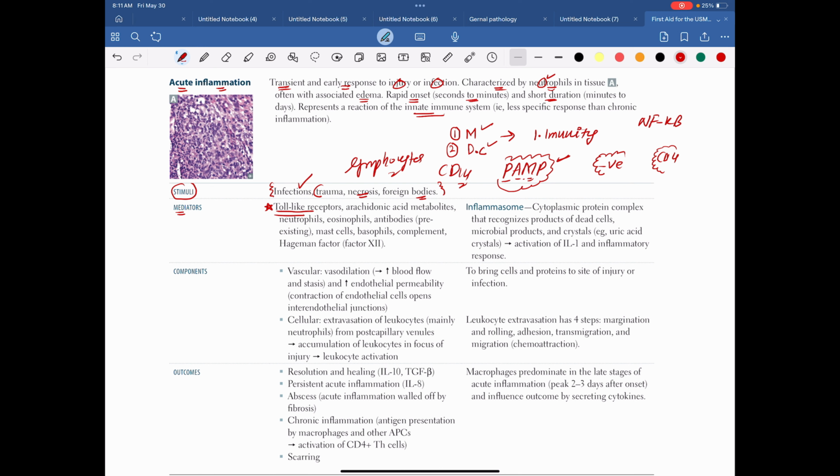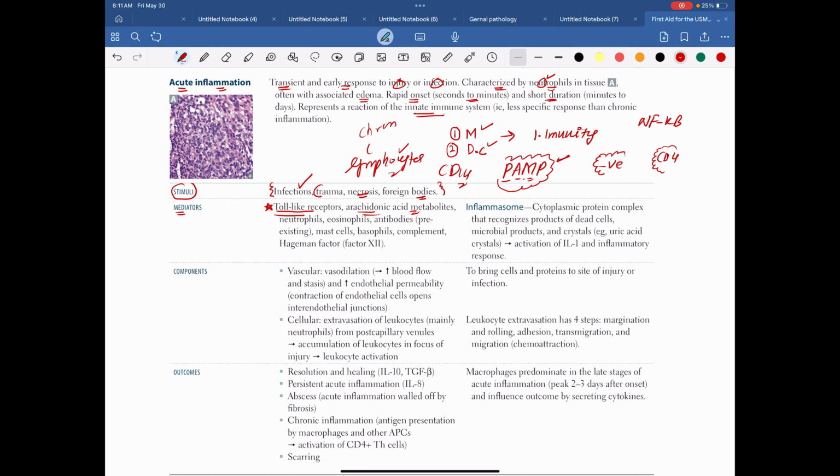So it means these toll-like receptors play an important role in mediating chronic inflammation also, because lymphocytes are very important in chronic inflammation and neutrophils are important in acute inflammation. So toll-like receptors play an important role in mediating both acute and chronic inflammation. So that's all about the toll-like receptor. Then after that we have the arachidonic acid metabolites.